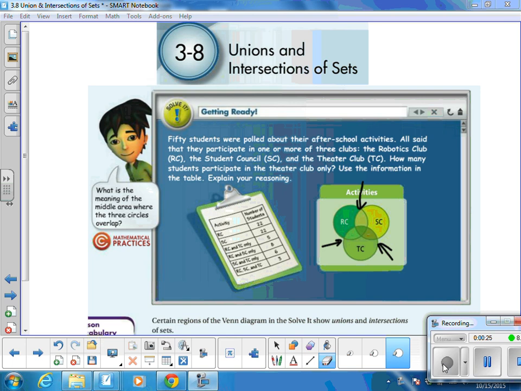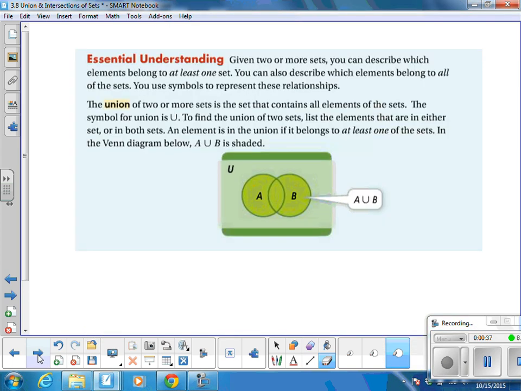And then there's some that do all three, which includes the very middle of all that, and that is an intersection of all three places. So we're going to look at these things from a notation perspective and even create Venn diagrams. The first part we need to keep an eye on is when you're given two or more sets, you can describe which elements belong to at least one set and which elements belong to all the sets.